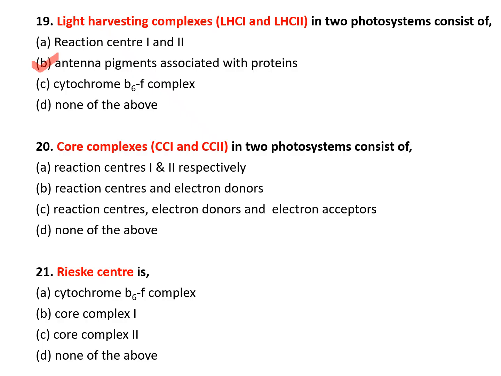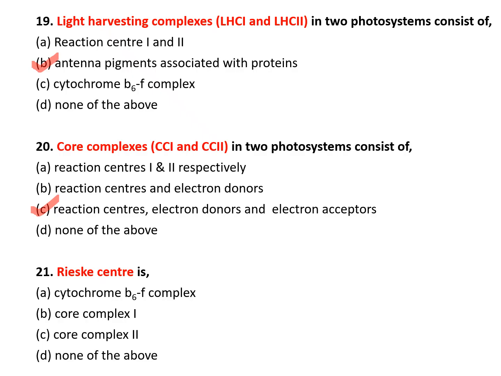The next question, number 20. Core complex in the two photosystems consists of: option A, reaction center 1 and 2 respectively; option B, reaction center and electron donor; option C, reaction center, electron donor and electron acceptor; option D, none of the above. The correct answer is option C, reaction center, electron donor and electron acceptor.